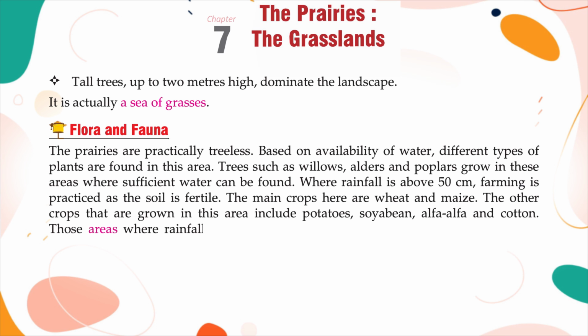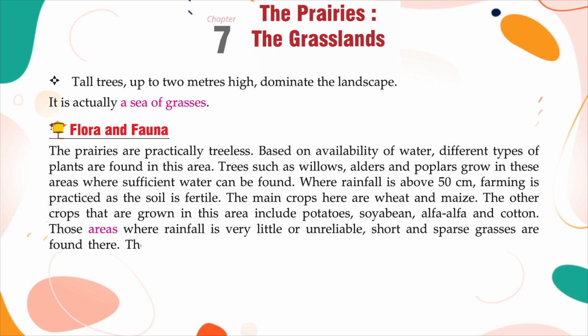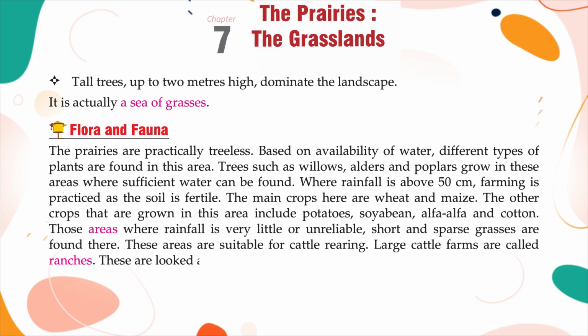In those areas where rainfall is very little or unreliable, short and sparse grasses are found. These areas are suitable for cattle rearing. Large cattle farms are called ranches. These are looked after by sturdy men called cowboys.